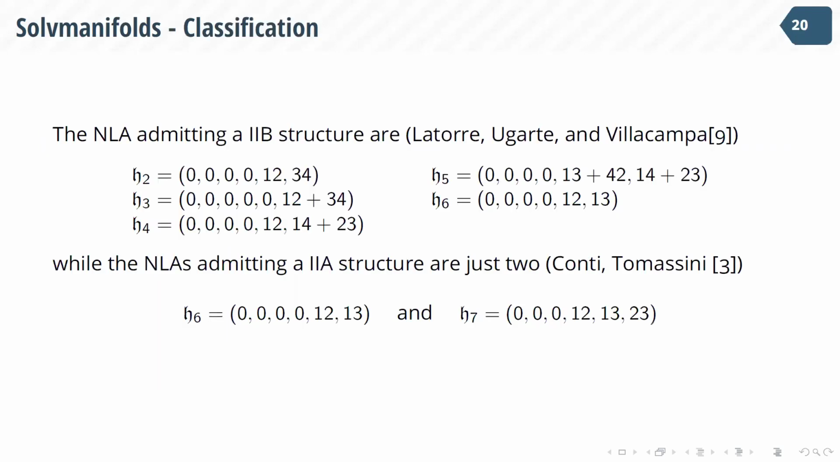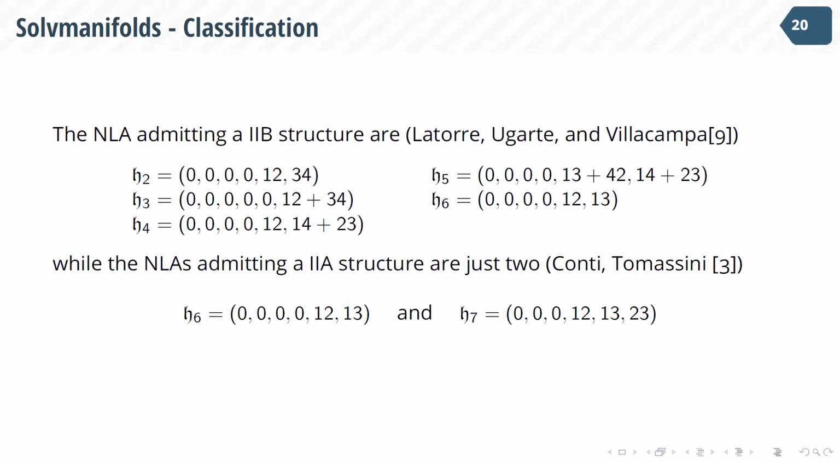In the following, we will recall some results for the classification of the structure. In the nilpotent case, the nilpotent Lie algebras that admit a 2B structure were classified by Latorre, Ugarte and Villacampa, and are 5, while the nilpotent Lie algebras that admit a 2A structure are just 2, and this was proven by Conti and Tomassini.